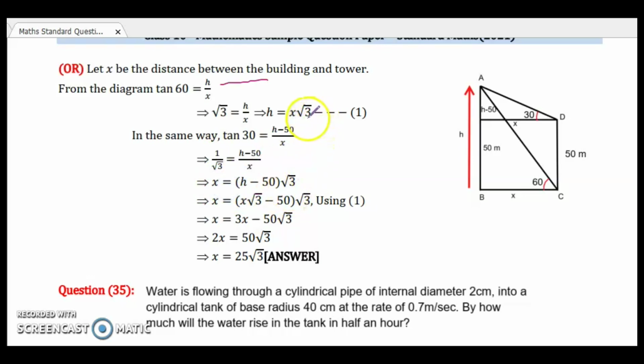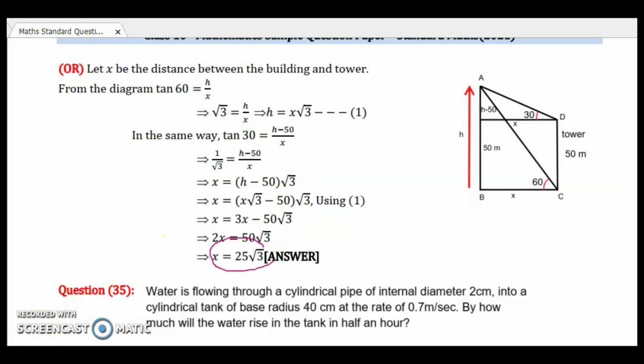But already we got it in equation 1, h is equal to x into square root of 3. Therefore, multiply together. That means x into root 3 into root 3 will become 3x. This is going to be 50 root 3. Therefore, rearrange the terms. Bring this 50 root 3 to the other side, x to this side. That means we are getting 2x is equal to 50 root 3. That means x is equal to 25 root 3.